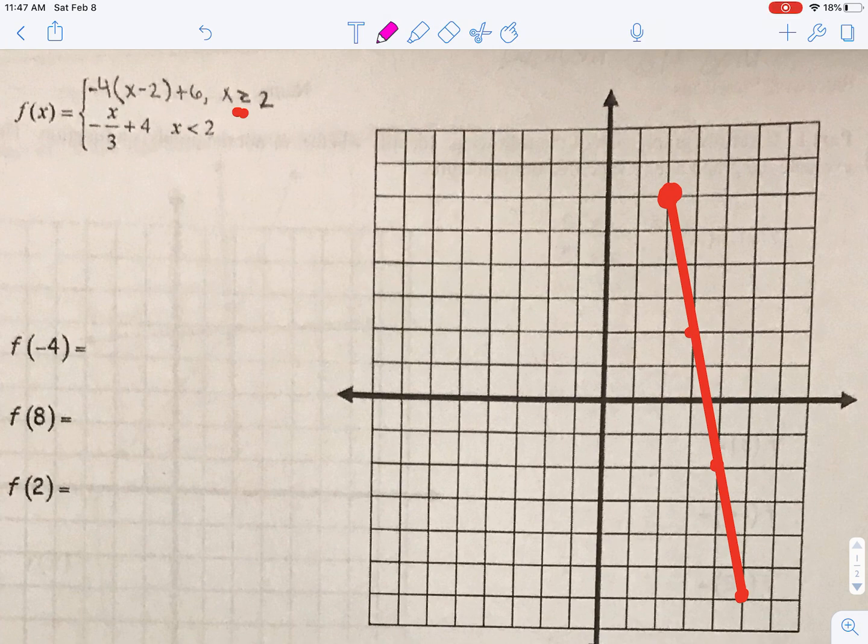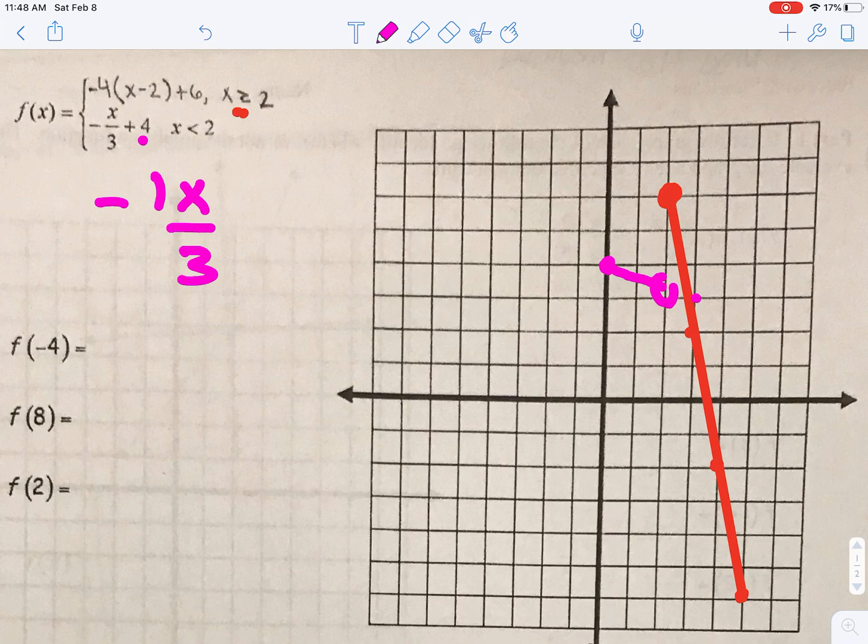Okay, going to the bottom equation. So the bottom equation is less than 2. I see it has a y-intercept of 4 and a slope. Remember, if this is the slope, that's a -1/3. So that's down 1 and over 3. I can kind of tell I'm going in the wrong direction here because I'm only going to be using this graph until I hit 2.